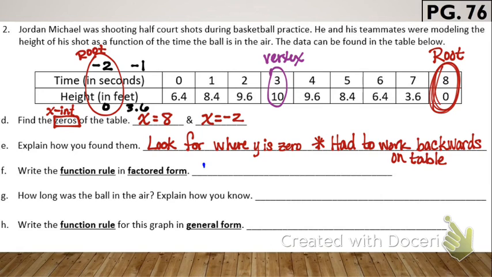So my factored form, we know our a value from before is negative 0.4. I would have x minus 8 and x plus 2, because remember I have to get these equal to 0 to find my factors. Homework number 5 is due tomorrow. You guys are going to practice with these tables. I will see you guys then. Please let me know if you have any questions.